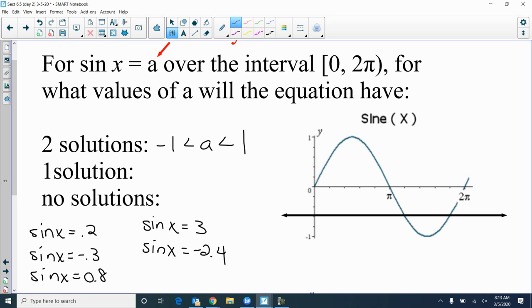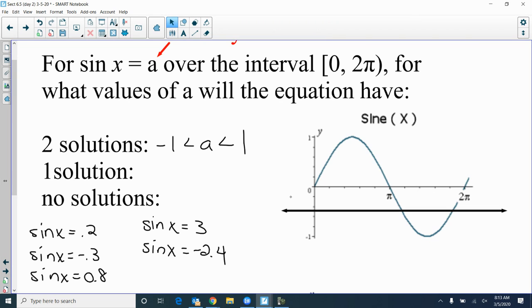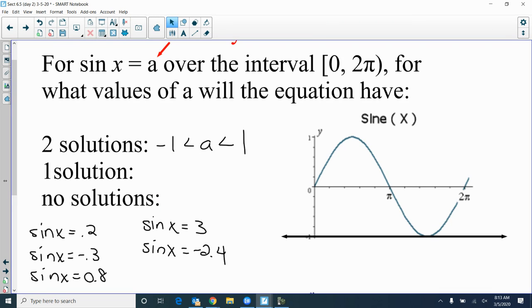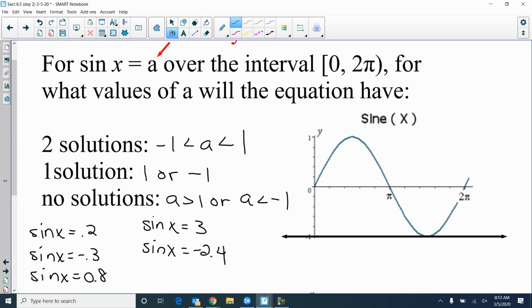All right, there is a case where you'll get 1 solution. Actually, there's 2 cases. When A equals what? Logan? 1, because if you go all the way to the top, right there, it only hits it one time. But there's also another one, 1 or -1. And then it'll have no solutions if A is greater than 1 or A is less than -1.